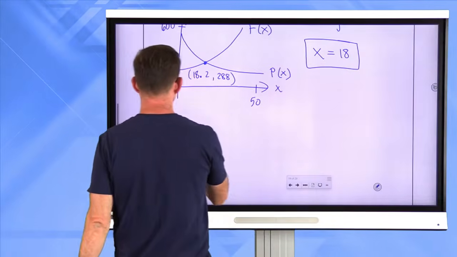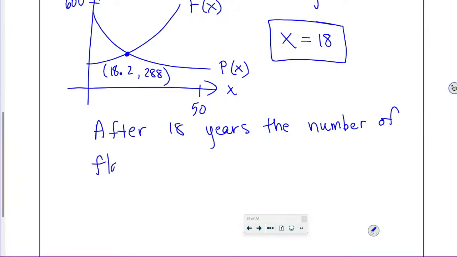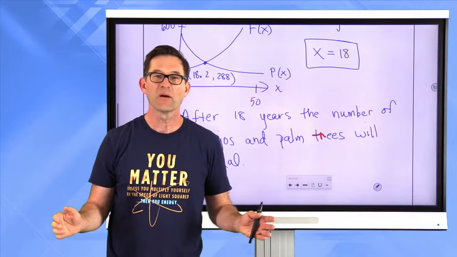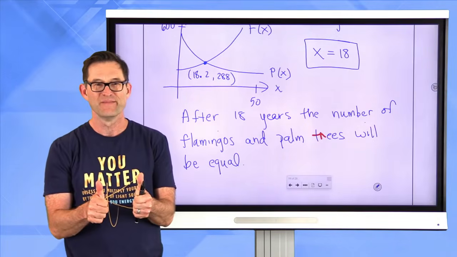All right, so after 18 years, the number of flamingos and palm trees will be equal. And that is my interpretation. After 18 years, the number of flamingos and palm trees will be equal. Awesome.